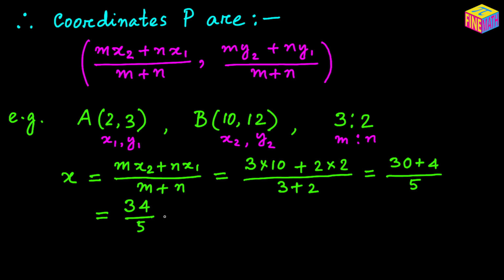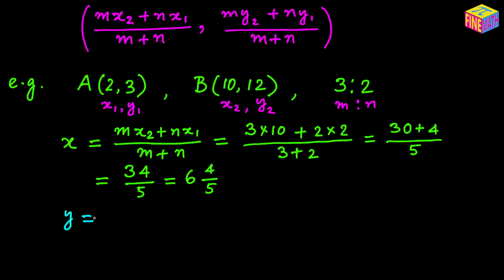You can keep it like this, or you can write it as a mixed fraction. So this should be 6 plus 4/5. So this is the value of x. Now let's calculate the value of y. We can say y would be equal to (m times y sub 2 plus n times y sub 1) divided by (m plus n). And now let's put the values.